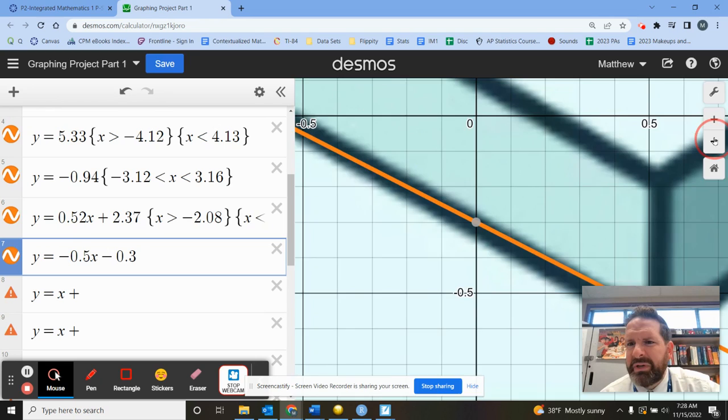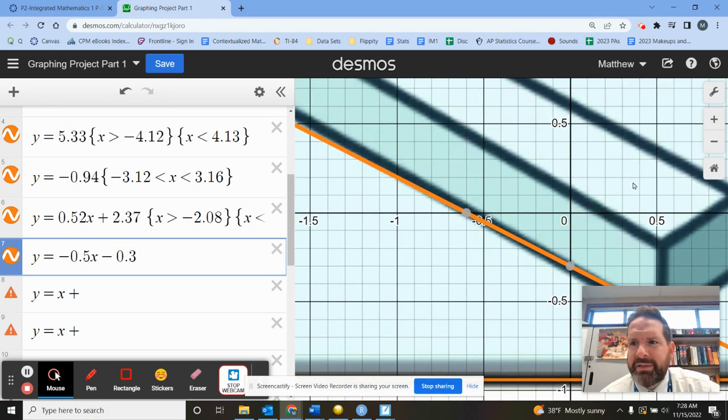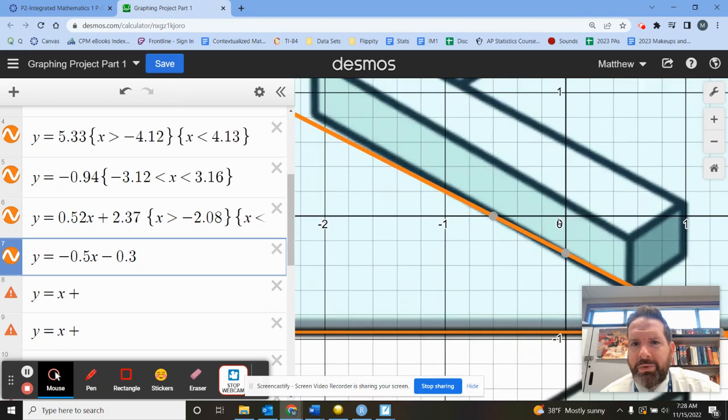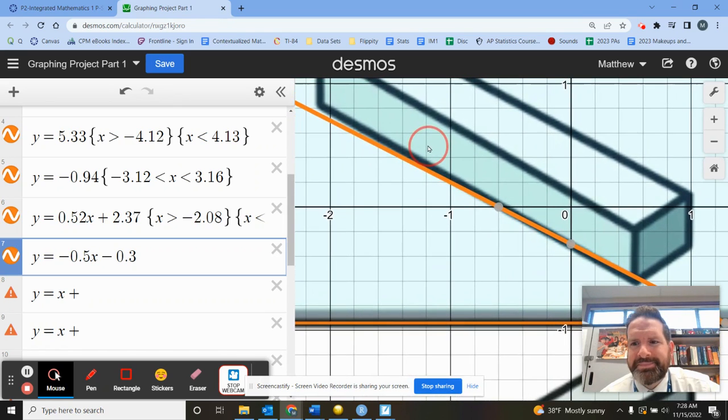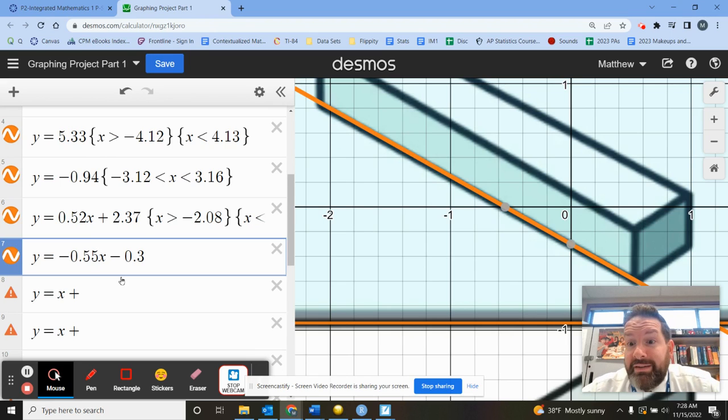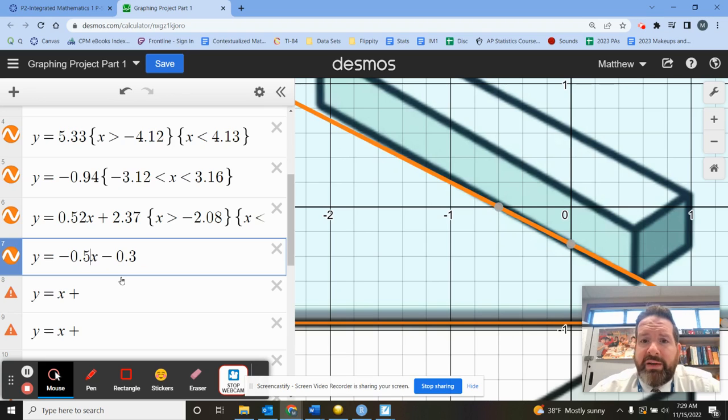A half doesn't look very good. I'm going to zoom out so I can see the whole line segment. Yeah, that's not quite steep enough. So let's go a little bit bigger. 5.5 isn't bad. Yeah, I think I like the look of 5.5. Let me try a 5.4. 5.4 looks pretty good. How about 5.45?